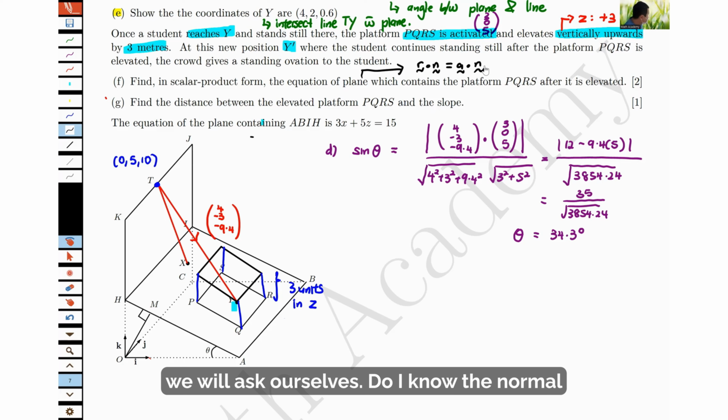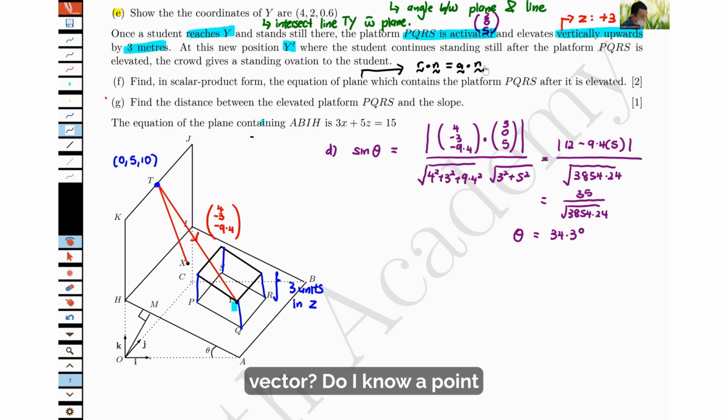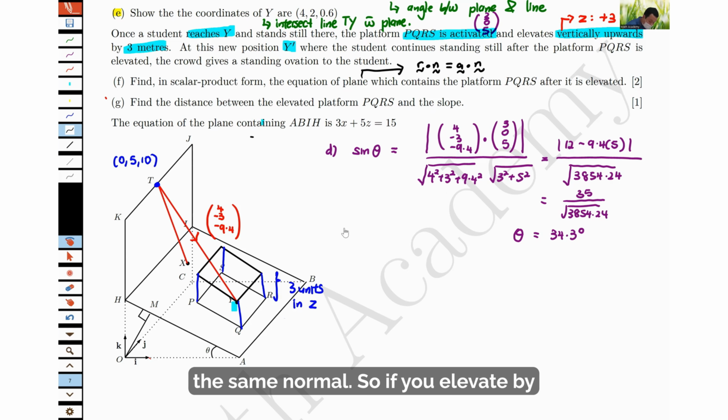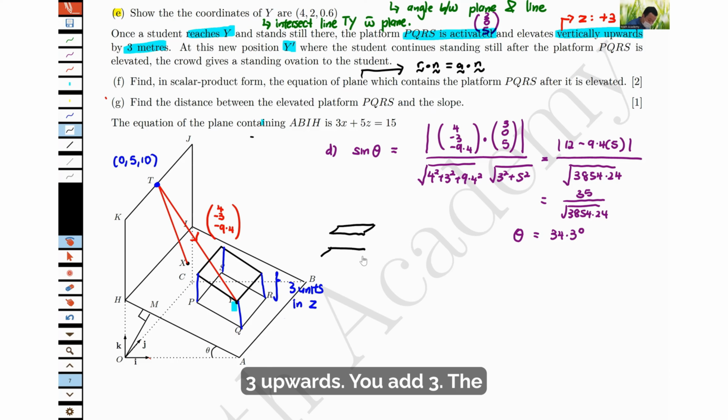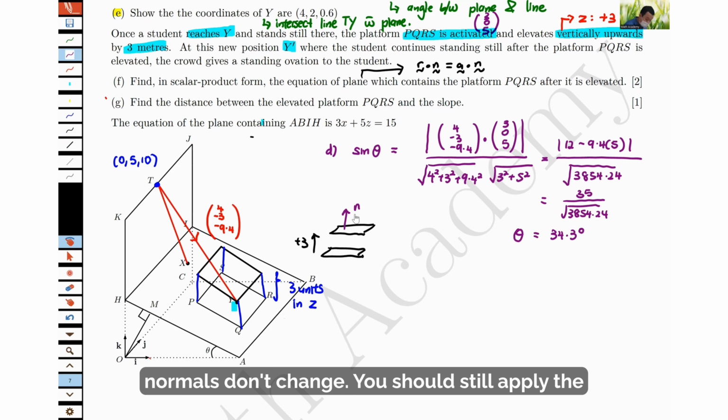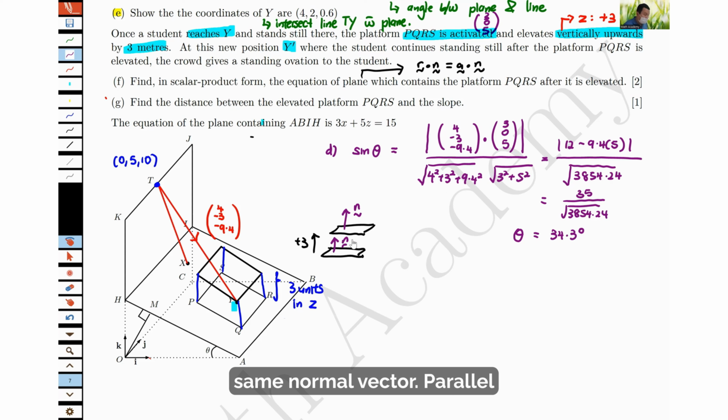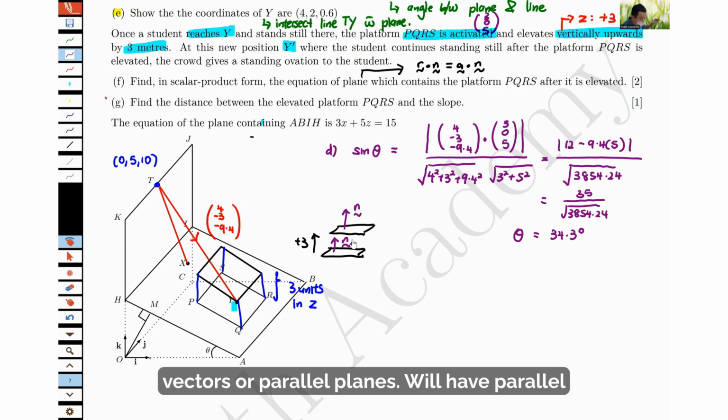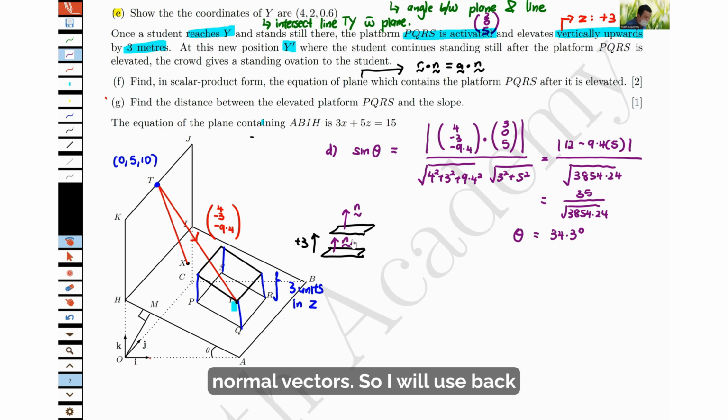So we will ask ourselves, do I know the normal vector? Do I know a point on the plane? If you move the plane up by 3 units, the new plane will still be parallel to the old plane. Parallel planes will have the same normal. So if you elevate by 3 upwards, the normals don't change. You should still apply the same normal vector. Parallel planes will have parallel normal vectors. So I will use back the same normal, which is (3, 0, 5).